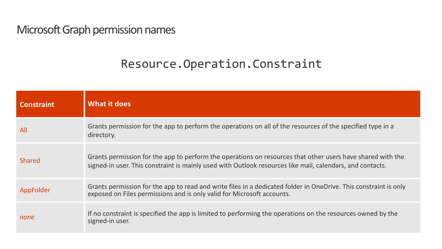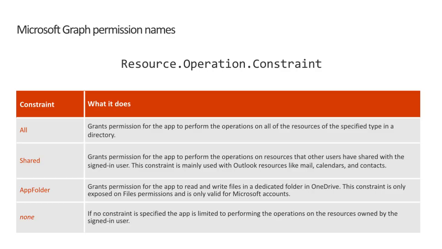resource.operation.constraint. So the all constraint, for example, is going to potentially grant the application access privileges to read all the profiles of a user in a directory in the case of user.read.all. As far as the shared one goes, if you use, for example, mail.read.shared, that's going to grant privileges to read mail in the mailbox of the signed in user, as well as the mail and mailboxes that other users in the organization have shared with the signed in user.